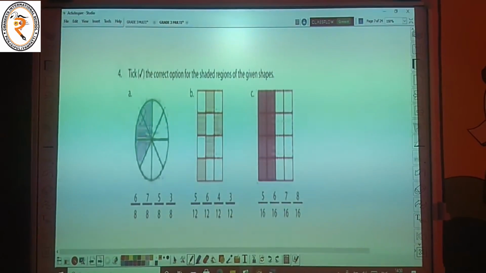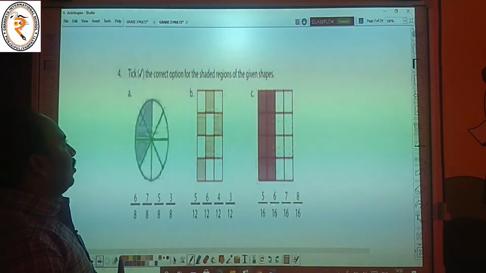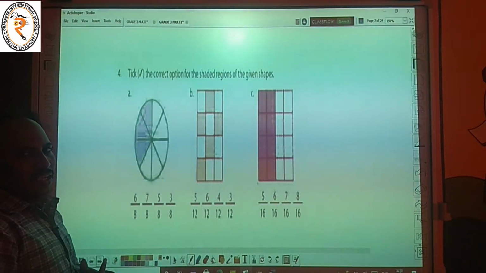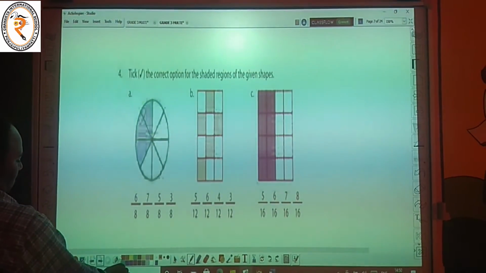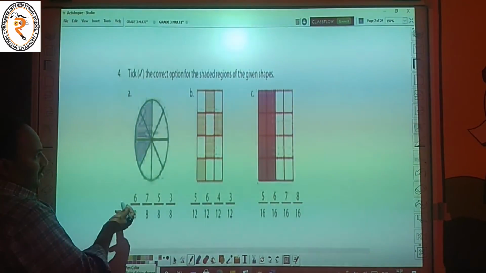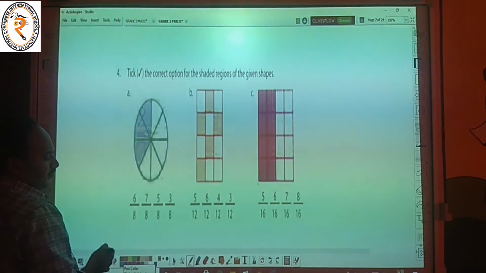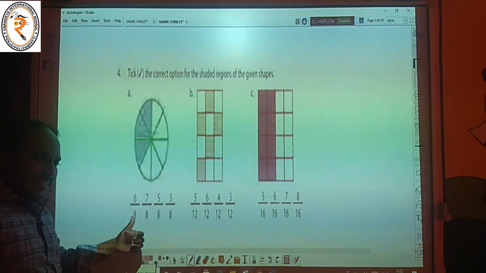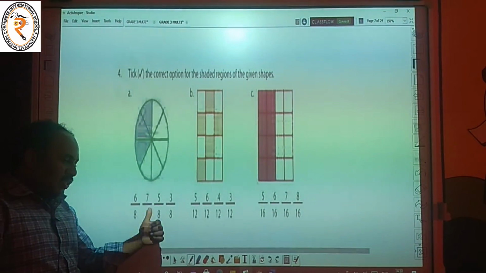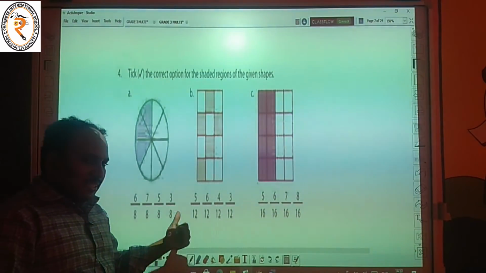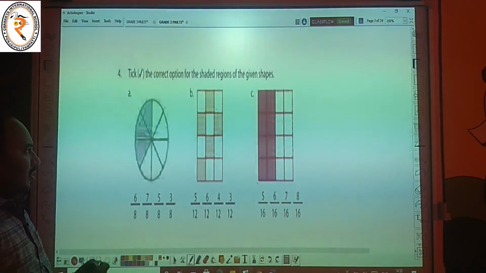The next one, tick the correct options for the shaded region of the given shapes. So you want to match the fraction with the diagram. The first one, we have a circle and then 4 fractions. The first fraction is 6 by 8, the second is 7 by 8, the next one is 5 by 8, and the last one is 3 by 8. We have 4 answers. We want the suitable answer.